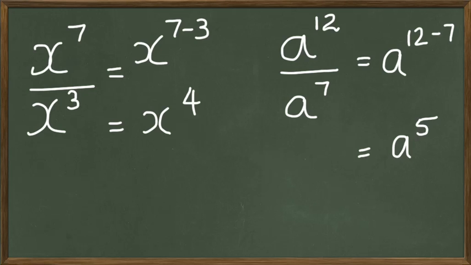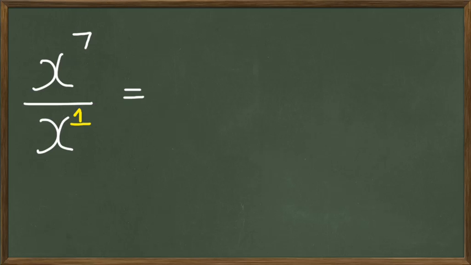What happens when you're faced with a situation like this, when you have x to the power of 7 divided by x? Now remember that we did this in the previous session, that if x is by itself, it is also the same as saying x to the power of 1, which means this will become x to the power of 7 minus 1, which would equal x to the power of 6.